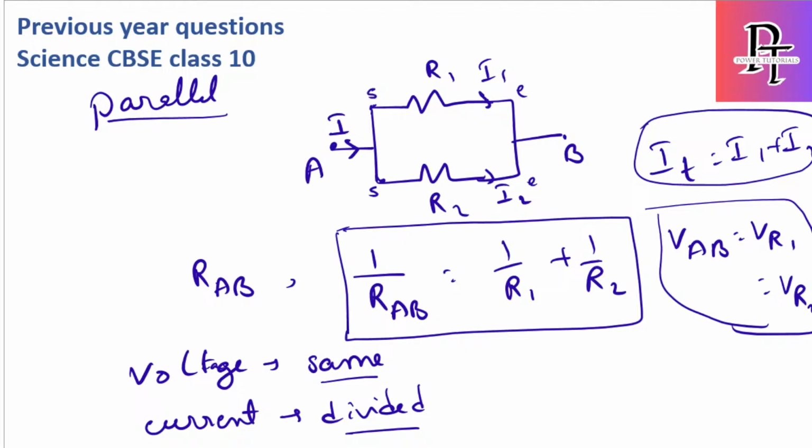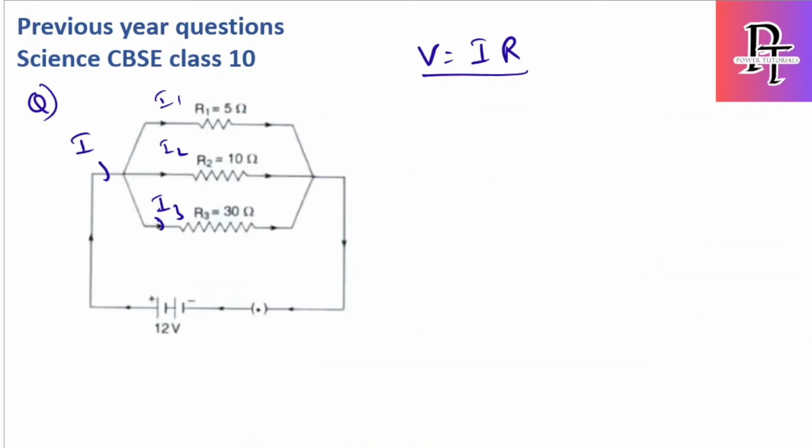Okay, so same combination I'm going to use here. V is equal to IR, where this voltage, that is 12 volts, will be present at this point and this point. So V1 is equal to I1 R1. V is nothing but 12 volts, as I told you here. So 12 volts is equal to I1, which we need to find, times R1, which is 5. So I1 is 12 by 5.